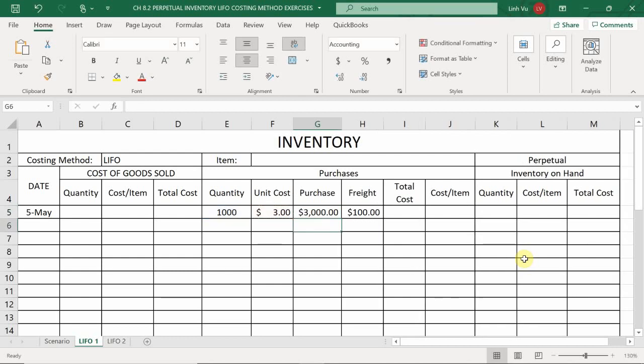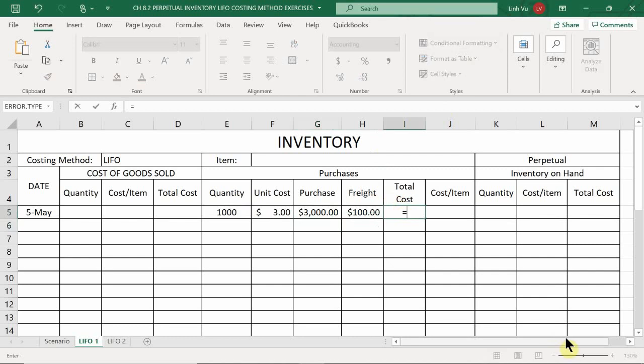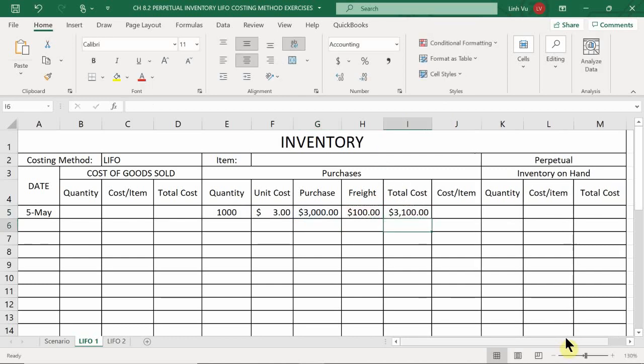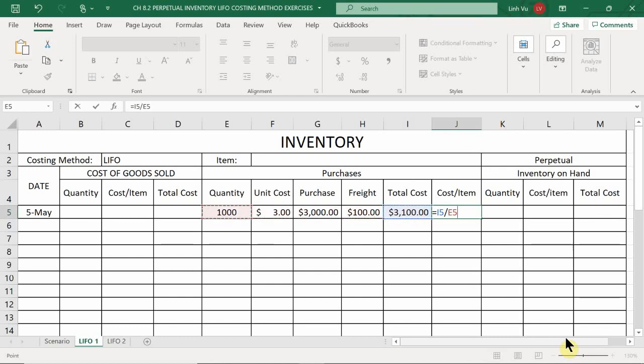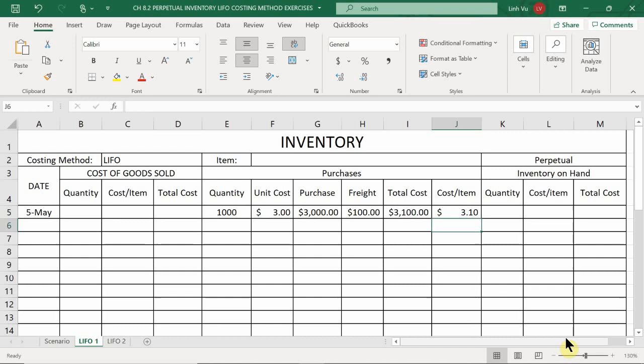3,000, right? 3,000 plus 100 gives me a total cost of 3,100. Okay? So then what is going to be my cost per item? $3.10. Yeah, $3.10.